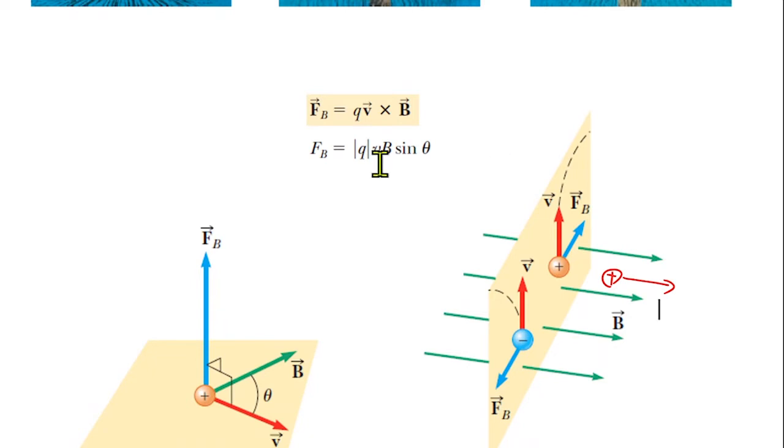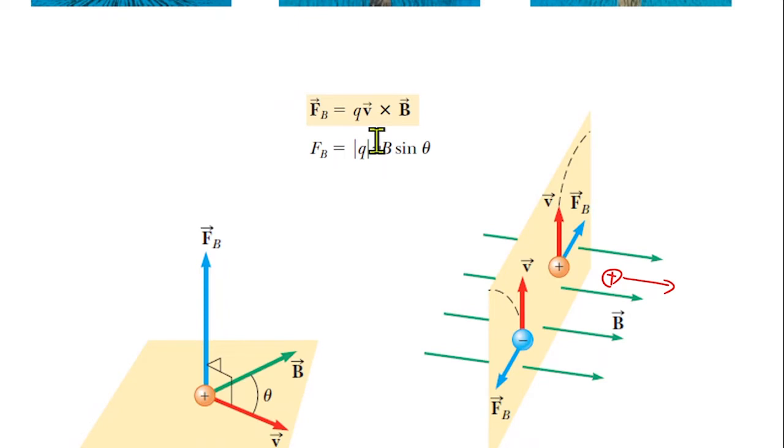So the force is proportional to the amount of charge. And by the way, if it's a negative charge, the direction of the force is exactly opposite. So we can think about this as just the magnitude and then figure out the direction. But negative charges will have the force in exactly the opposite direction of the positive charges. Okay?